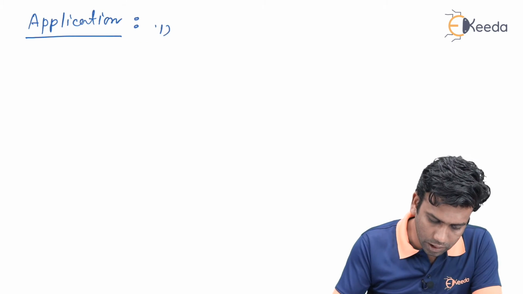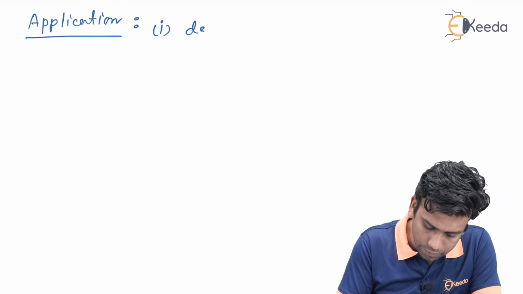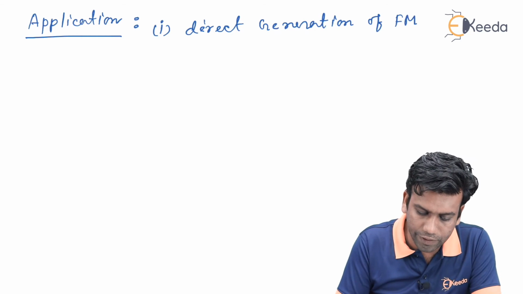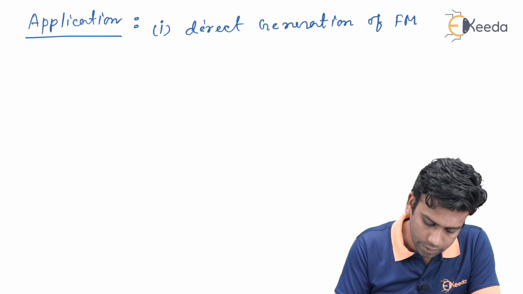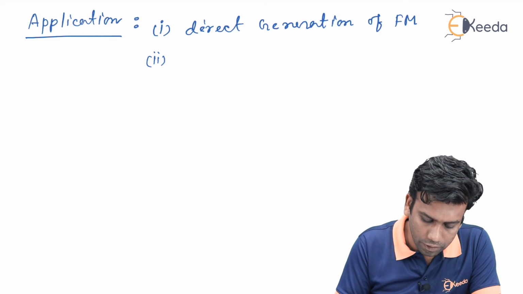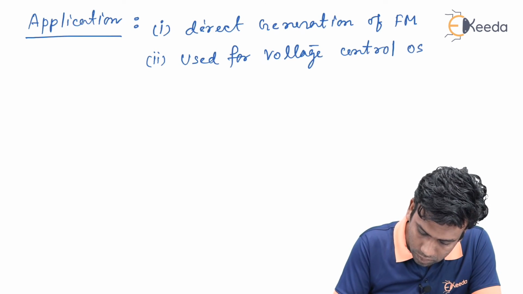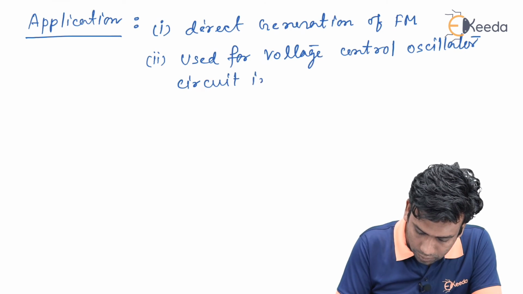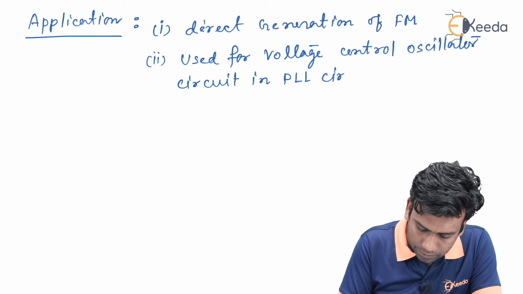The first application is that it is used for direct generation of FM, that is the frequency modulated signal, in modulator circuits. Second, it is used for voltage controlled oscillator circuits in phase lock loop or PLL circuits.